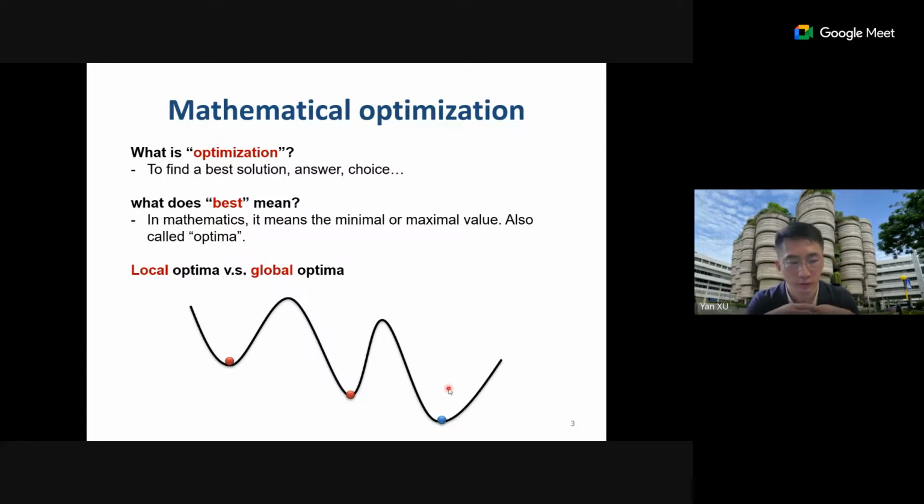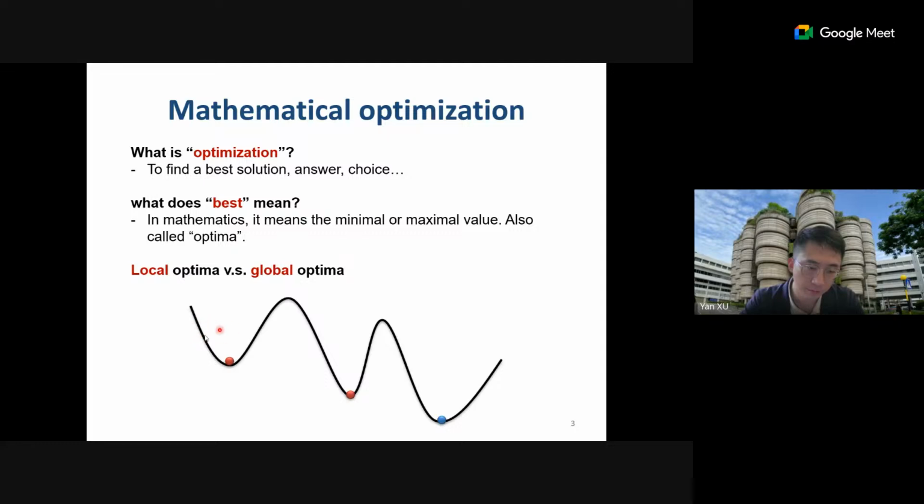Of course, when we solve an optimization model, we want to get the global optima because that is the minimum value of the entire problem. But sometimes, given a very complex problem, it's very difficult to search for the global optima because one of the straightforward approaches to solve an optimization problem is to use its gradient. Everybody knows that.